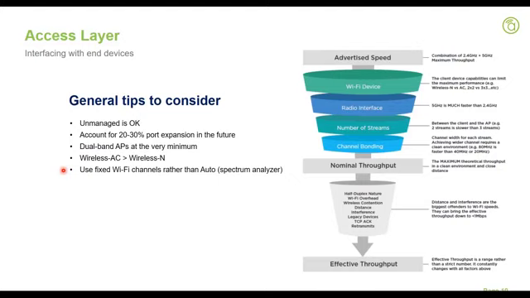Use fixed Wi-Fi channels, so all the access points are not on auto in terms of channel selection. This is when your investment in a spectrum analyzer is very important, because if you do spectrum analysis and you do a site survey on that job, you will pick the right Wi-Fi channel for each radio interface that will have less interference, and you know what you're getting into.